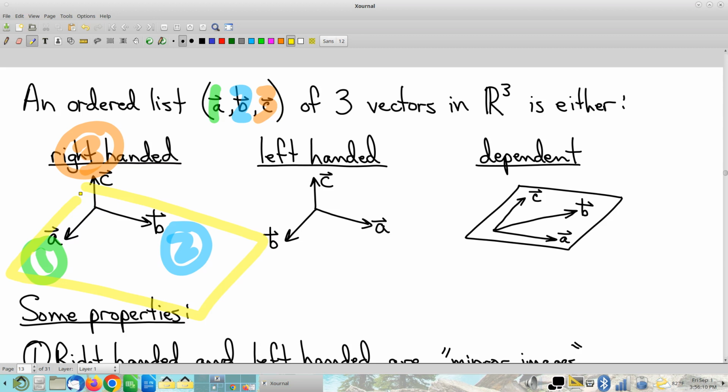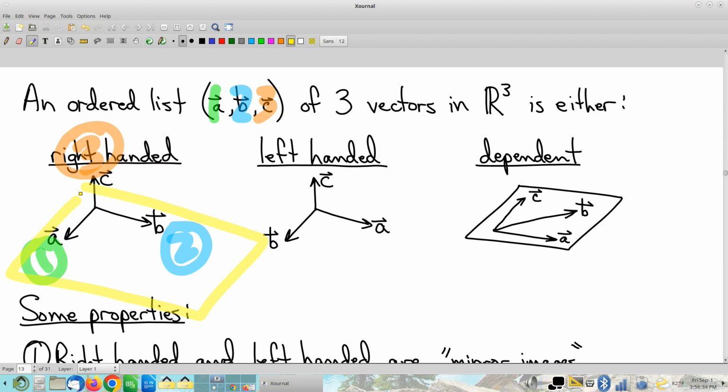Notice that this third vector is also pointing, as drawn here, to the top side of the plane, above the plane. So because the third vector is pointing in the same side of the plane as my thumb of my right hand, that's why we say that this is a right-handed list. Everybody buy it?